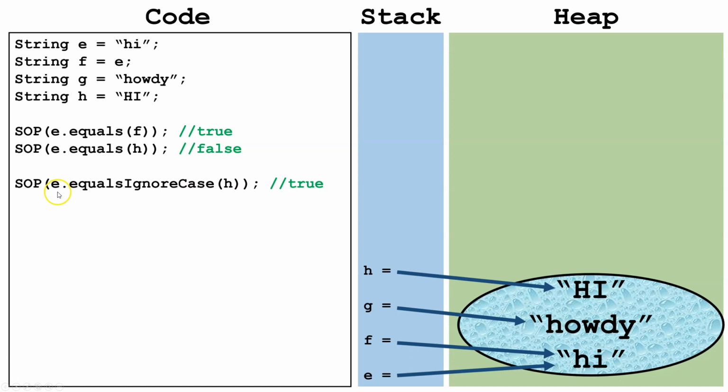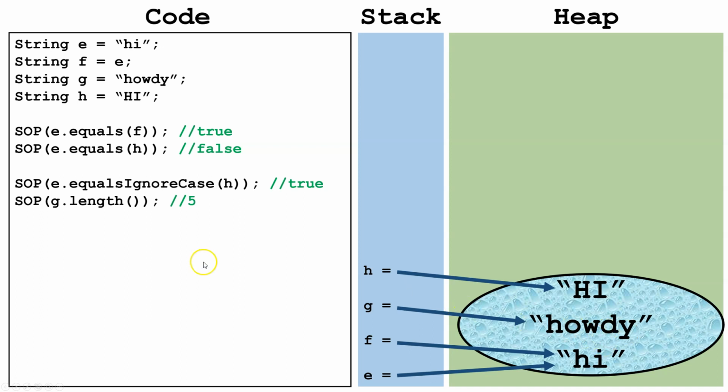Here we check E.equalsIgnoreCase(H). In this case, E and H are equal because if we ignore capitalization, these are the same words that they are pointing at. Here we are using the .length method. The .length method checks the number of characters in the string that a reference variable is pointing at. So G is pointing at howdy, which is 1, 2, 3, 4, 5 characters.